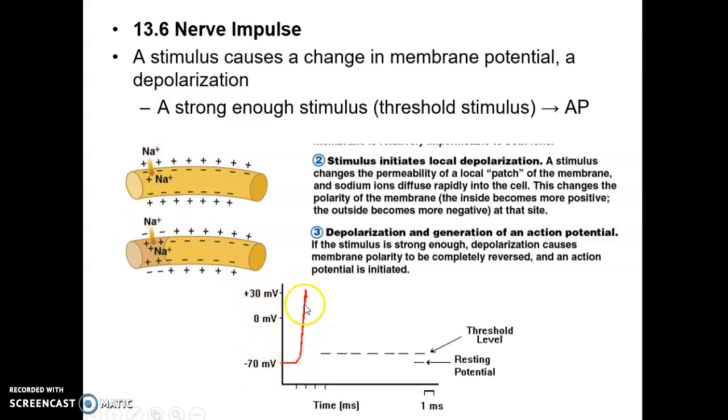And that spike and change, reversal of the resting membrane potential, where it's now positive inside, negative outside, is referred to as an action potential. Okay? And we'll see next that that action potential, this change, reversal in resting membrane potential, propagates down the axon rapidly.